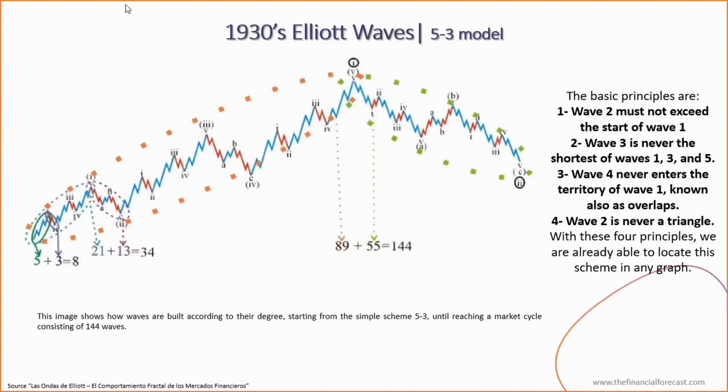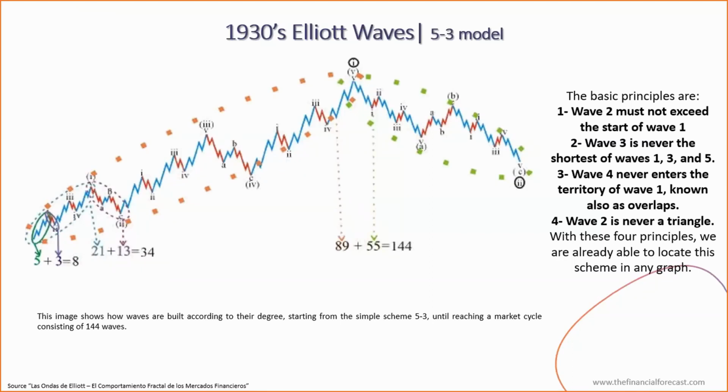Basic rules. This is important to know how they work. Four rules will allow you to identify the first 5 waves within the Elliott wave pattern. This is important not only to identify the 5-3 pattern that Elliott described, but also the zigzag, some of them.